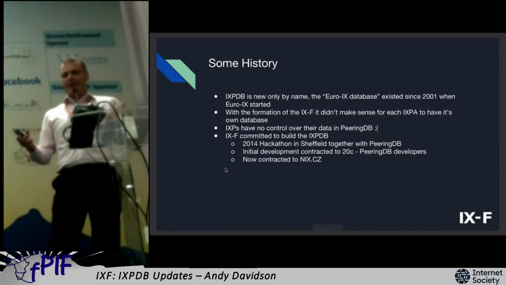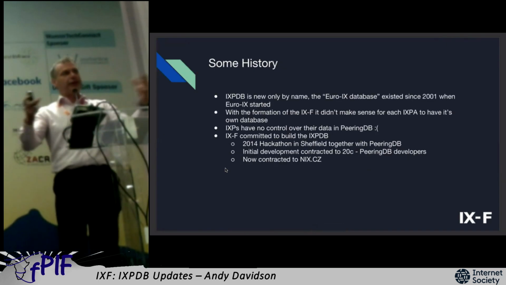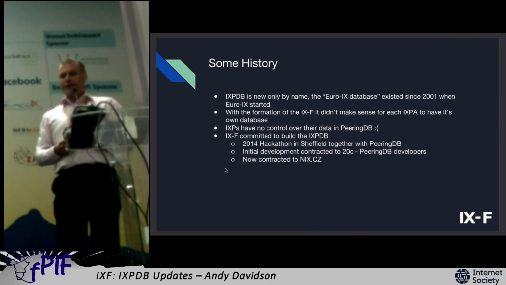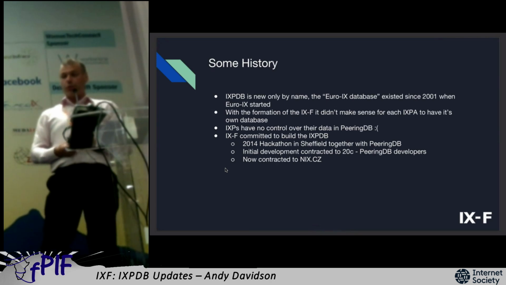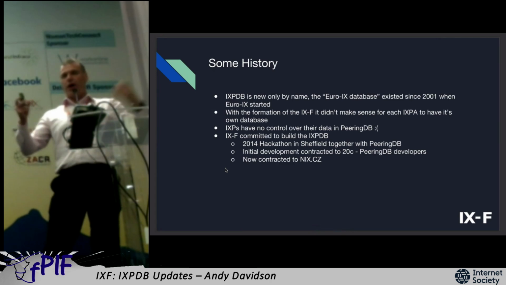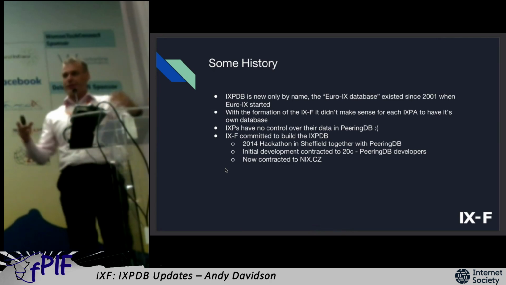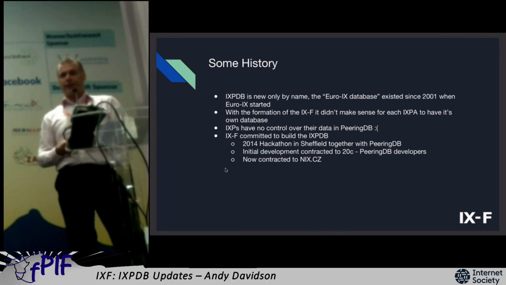Now, the IXP database is an old project. It used to be what we call the EuroIX database, which has existed since 2001, when the association started. But it holds information about internet exchange points around the world, and it doesn't make sense for it to have a regional name. So it's renamed now the IXF database, or the IXP database.